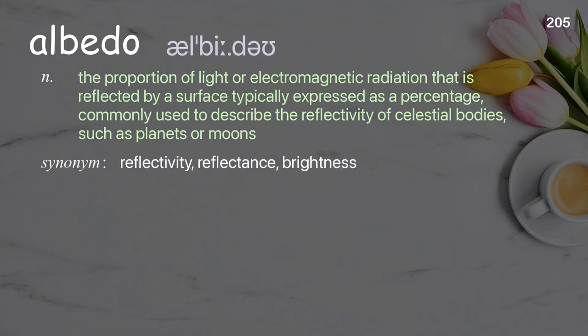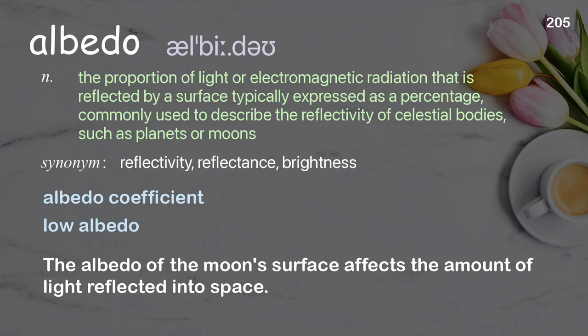Albedo. The proportion of light or electromagnetic radiation that is reflected by a surface, typically expressed as a percentage, commonly used to describe the reflectivity of celestial bodies, such as planets or moons. Examples: albedo coefficient, low albedo. The albedo of the moon's surface affects the amount of light reflected into space.